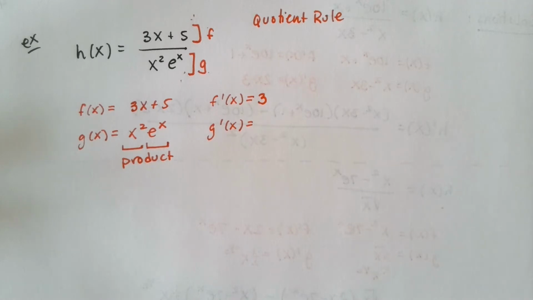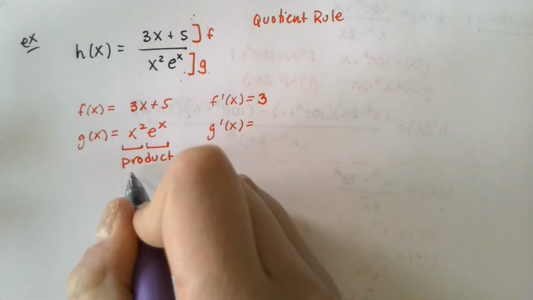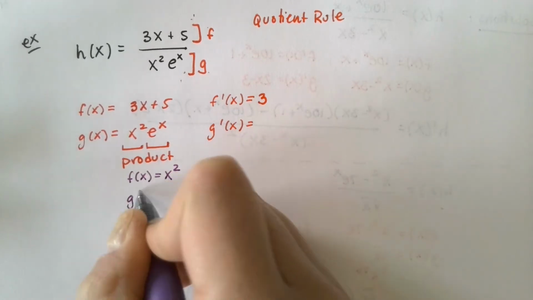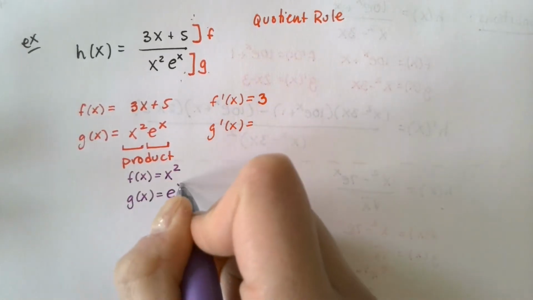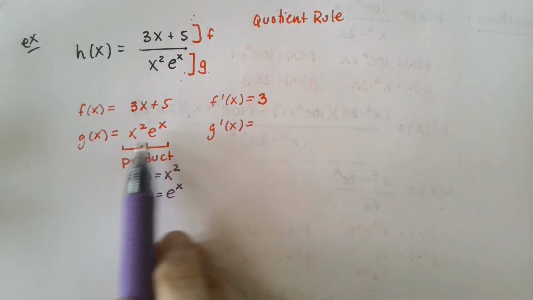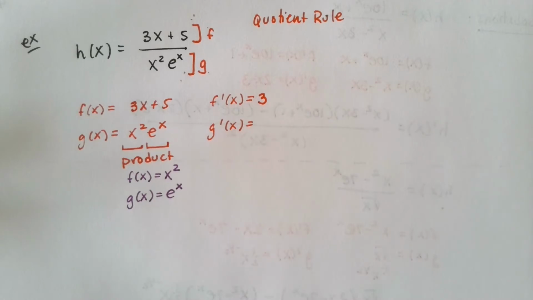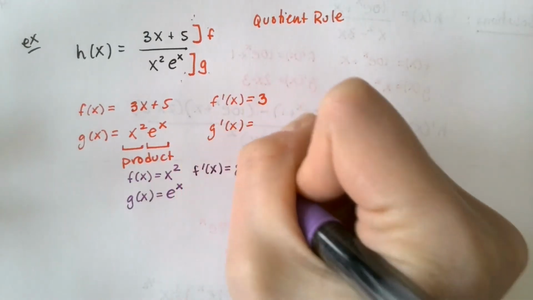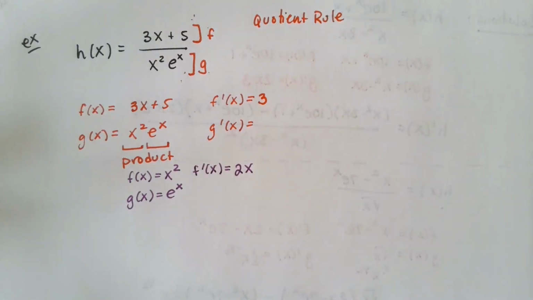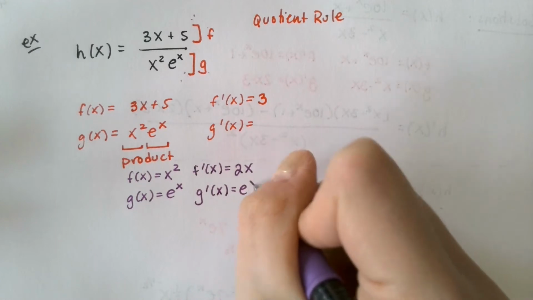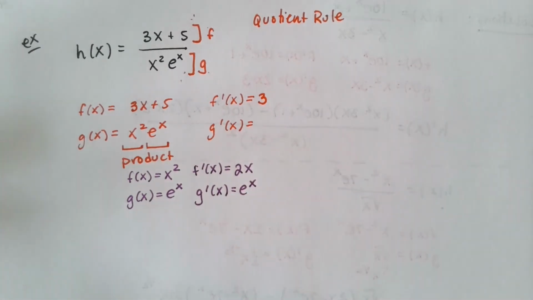So I'm going to switch to a different color here and organize. This will be the product rule where the f of x is x squared and the g of x is e to the x, because this is those two things multiplied together. So I need to compute those two individual derivatives. The derivative of x squared is 2x to the 1, so I'll just write 2x. The derivative of e to the x is, again, e to the x.